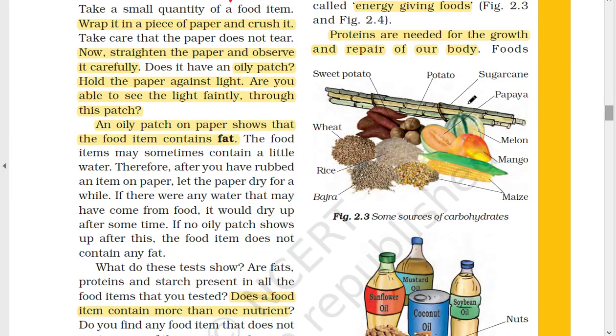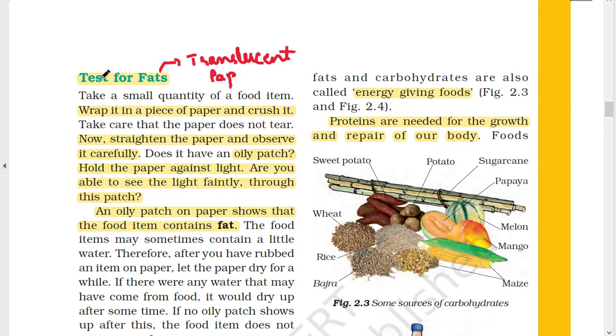Now let's move forward. The next test is for the fats. Again, a very simple test. Just take a samosa, wrap it in a tissue paper, press it and just leave it, and you will see that the tissue paper will have an oily patch. It will be a translucent patch. What do you mean by translucent? It means that you can see through the paper, but whatever you see is not clear. That is a blurred image. So that is translucent. So whenever a food item is oily, it gives us a translucent patch.